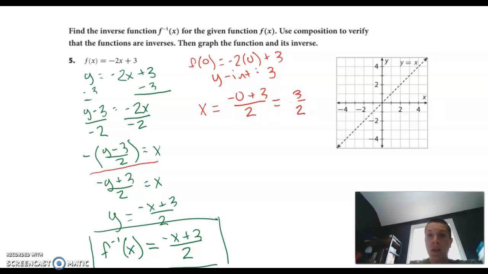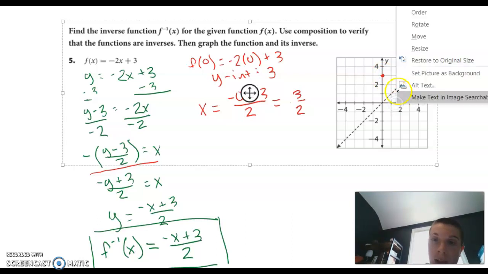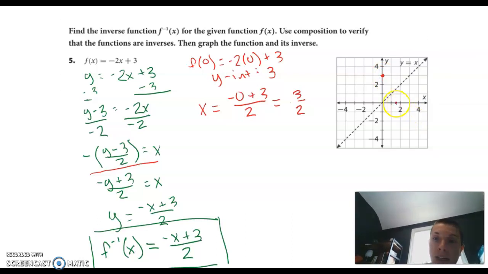So let's go ahead and plot this here. Our y-intercept is 3, and our x-intercept is at 3/2, or 1.5. Then we can simply draw a line between them. So we get a graph like this.